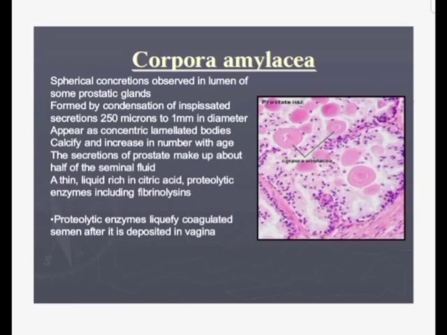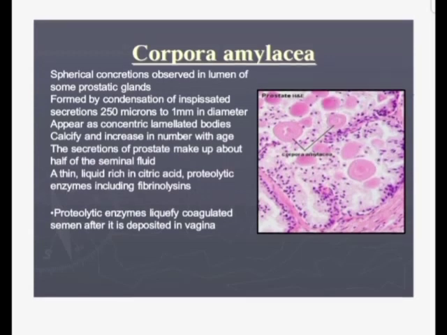So what about the corpora amylacea? These are the spherical concretions observed in the lumen of some prostatic glands, formed by condensation of inspissated secretions. 250 microns to 1 millimeter in diameter, they appear as concentric lamellated bodies. They calcify and increase in number with age, so they are not very well developed in young age. You will see them in old age. This is the difference between the older and the younger prostate gland, that there will be a lot of corpora amylacea. These are the bodies which are the corpora amylacea, or prostatic concretions.